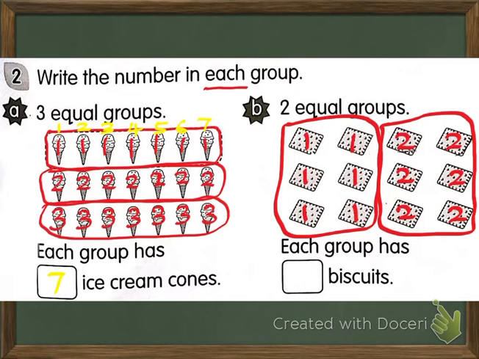Each group has how many biscuits? Okay, now let's count in this group. How many biscuits? 1, 2, 3, 4, 5, 6. So each group has 6 biscuits.